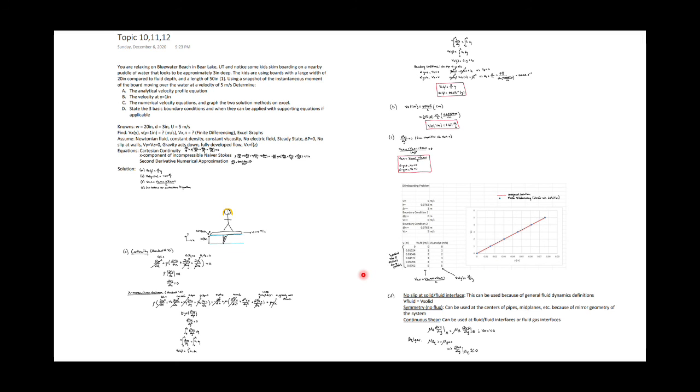For the last part, we are able to show that there is no slip at the solid-fluid interface. This can be used because of general fluid dynamics definitions. Symmetry can be used at the center of pipes, midplanes, etc. because of mere geometry, and continuous shear. This can be used at fluid-fluid interfaces or fluid-gas interfaces, as shown by the following supporting equations.